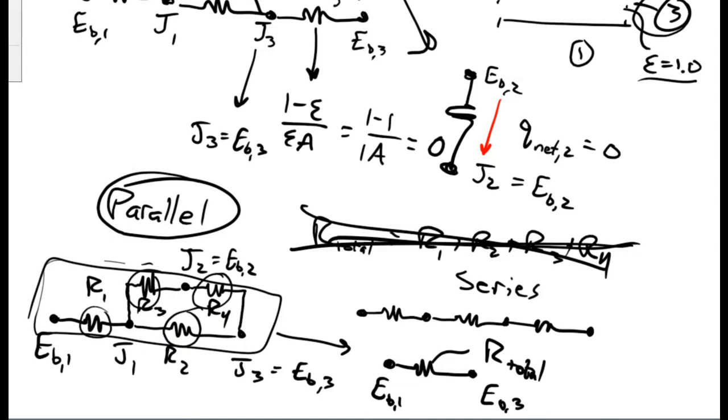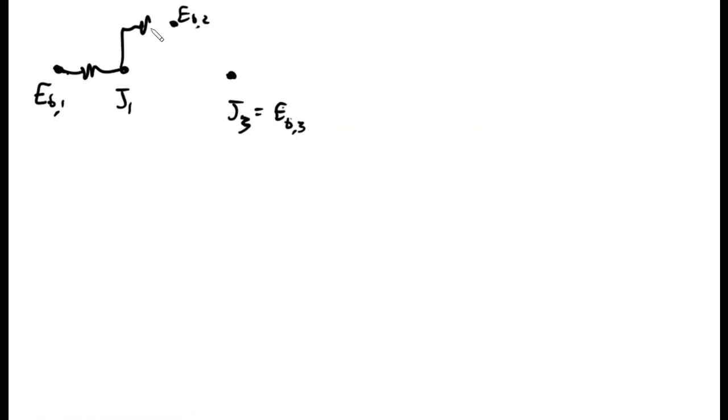You know what? Maybe we should just do it. Because why not? So here's EB1. Here's J1. Here's J2, and this is J3, which is EB3. I'm just going to call this EB2. There's a resistor. There's a resistor. Okay, so step 1, we can see how these are in series. So we can add those 2 resistors together.